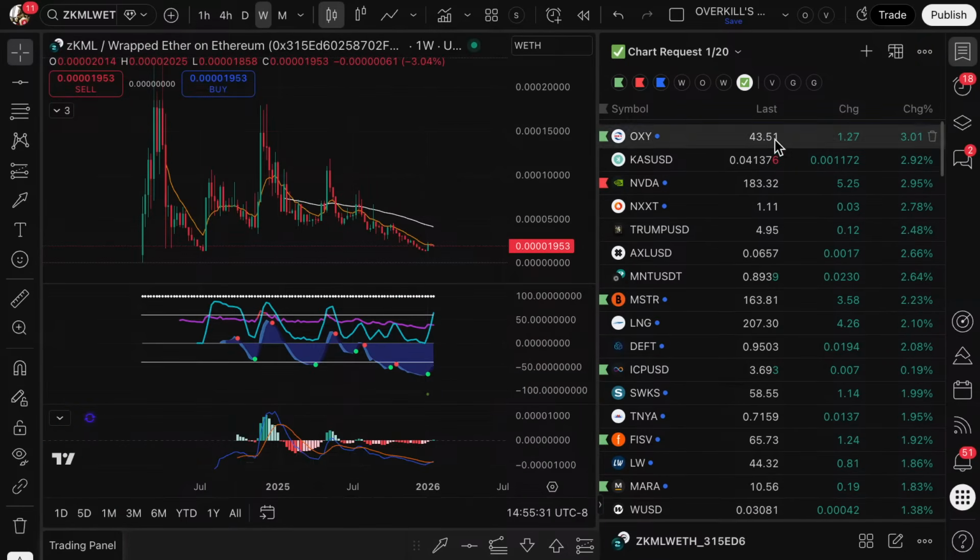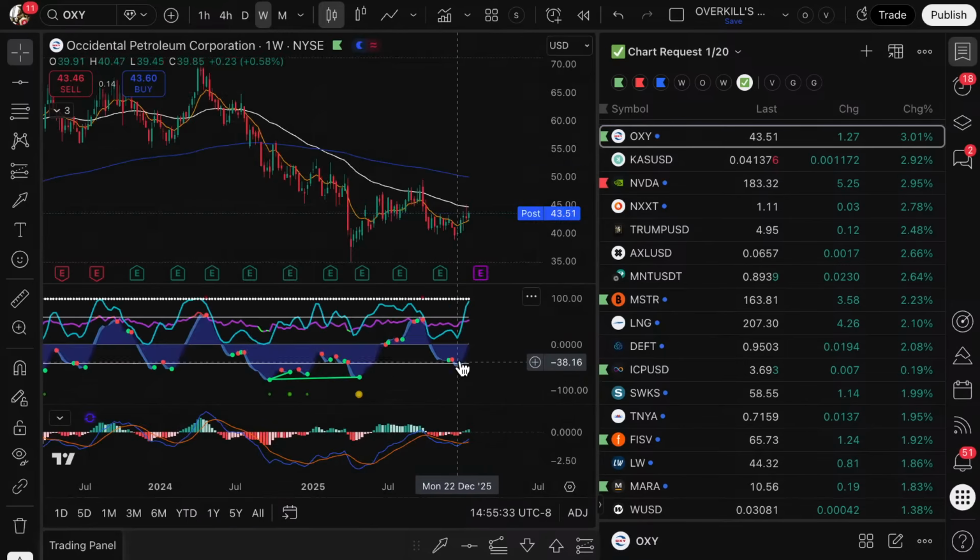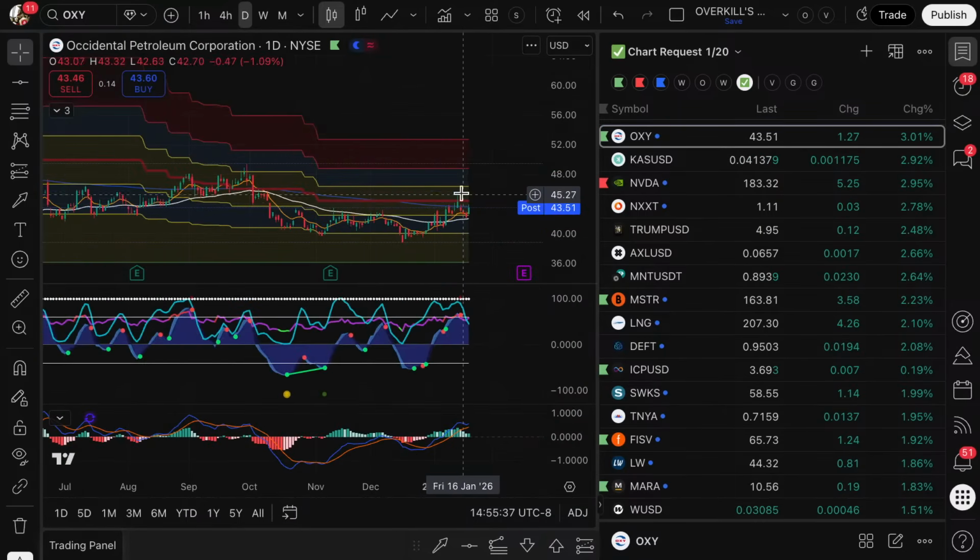ZKM, got the green dots, so that's a buy. Oxy, here's a good one. Okay, we have a position on Oxy right now. We took that at 40. It's up about 10%. We're playing options, though. So, again, just looking for that to retrace back up there into the red zone.